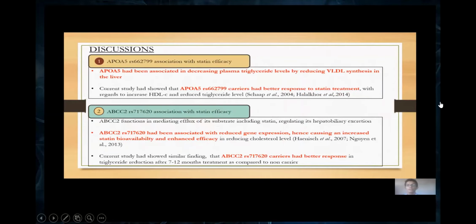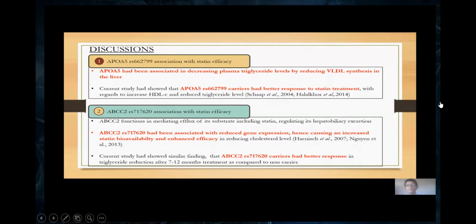For the discussion part, ApoE5, based on previous study, had been associated with decreased plasma triglyceride level that is caused by reduced VLDL synthesis in the liver. And you can see in the current study, the SNP of ApoE5 RS662799 carriers had a better response to statin treatment with regards to increased HDL and reduced triglyceride level.